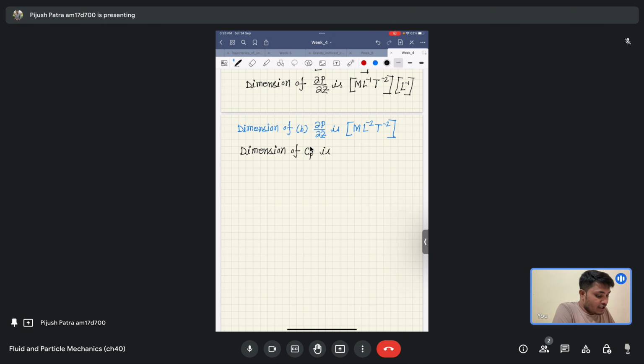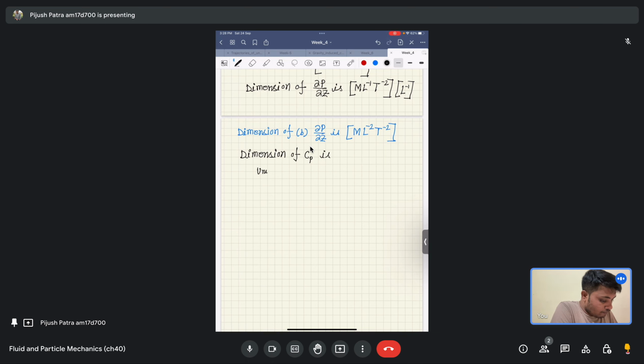So its unit is Joule kg inverse Kelvin inverse. Okay. So what is Joule? Newton meter. Am I right? Joule is the Newton meter.